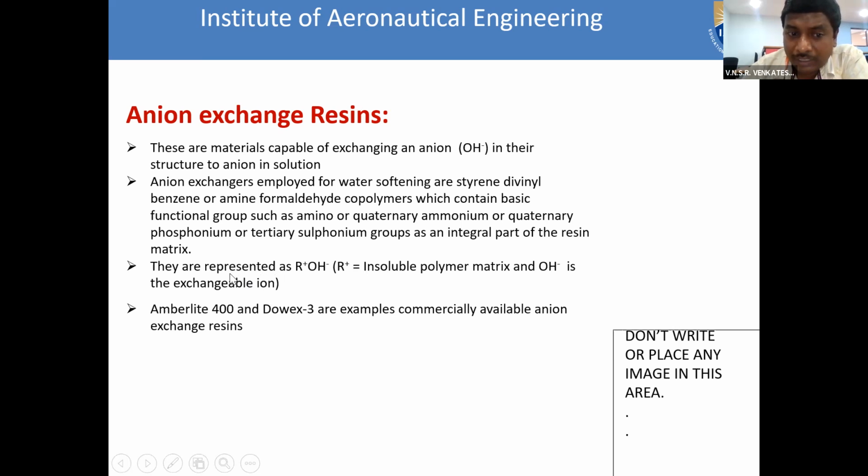And what are the commercial examples for the anion exchange regions? The first one is Amberlite 400 and the second one is Dovex 3. These are the examples of commercially available anion exchange regions. So this is about the anion exchange regions.